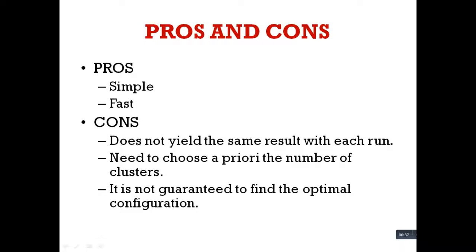K-means is fast, robust and easy to understand. But a drawback is that the learning algorithm requires a priori specification of the number of cluster centers, or k. It is not guaranteed to find the optimal configuration. Due to the random initial choice of centroids, the algorithm does not yield the same result with each run. However, it gives best results when the elements of the data set are distinct or well separated from each other.